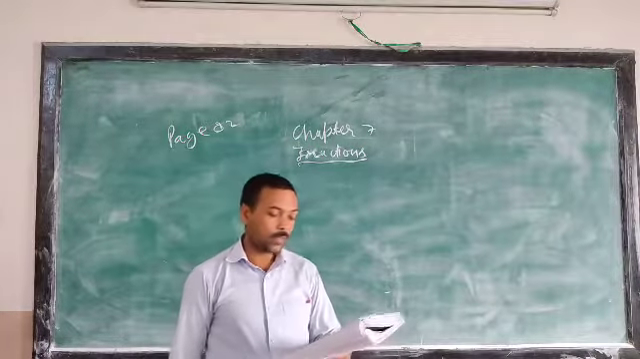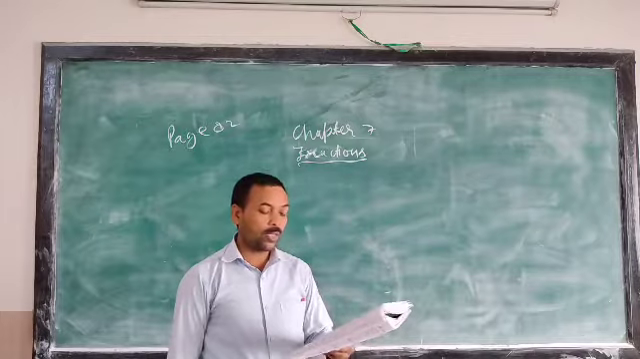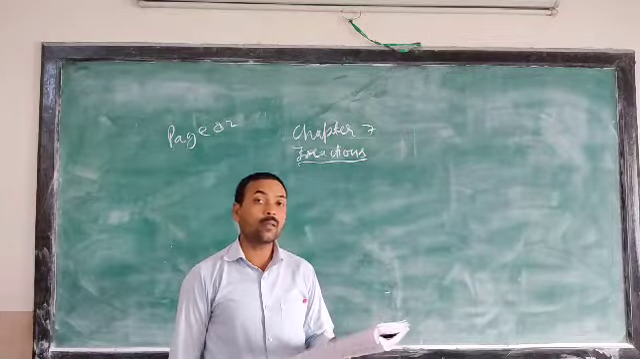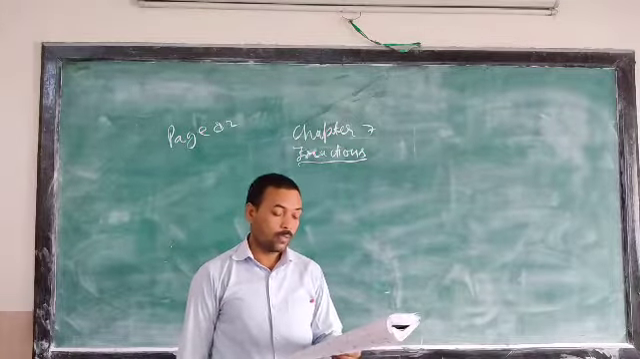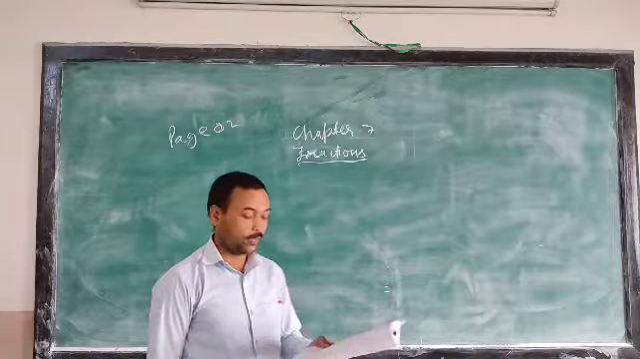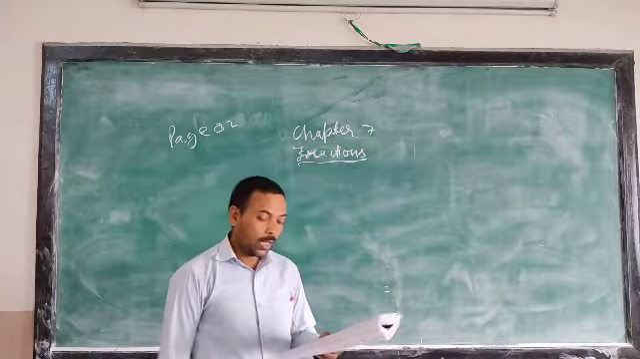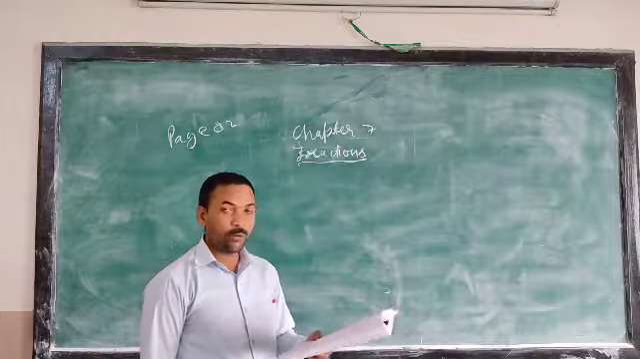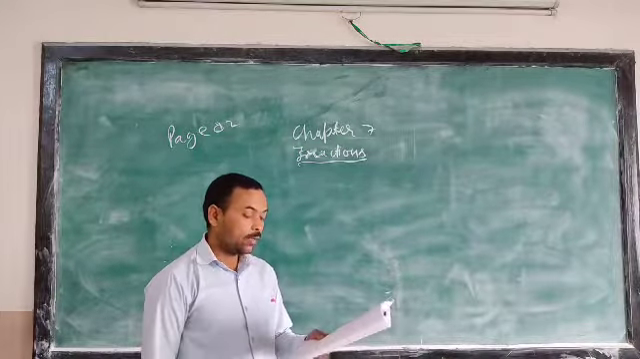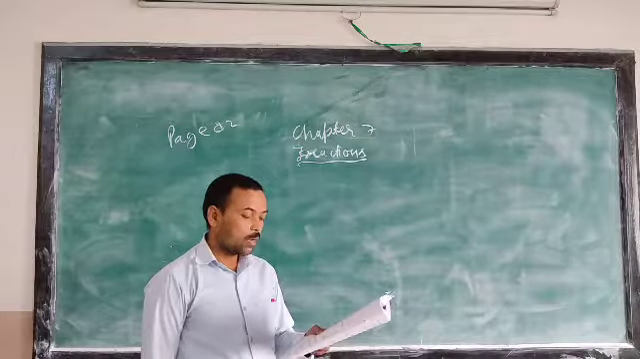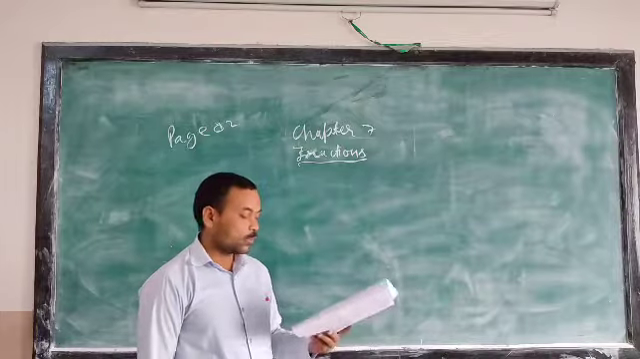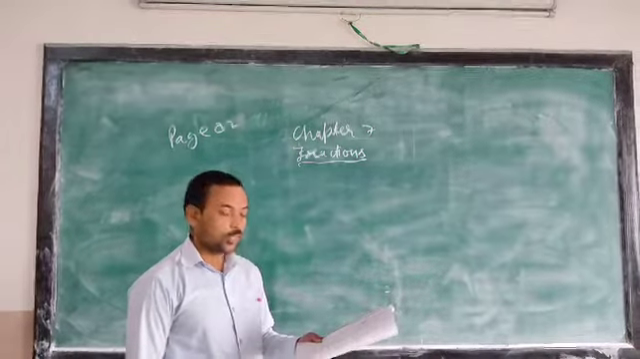Third one: a woman bought 2 and 3 by 4 kg of sugar. Children, 2 and 3 by 4 means 2 and 3 quarters, meaning this amount is more close to 3 kg. And 5 and 1 by 6 kg of rice and 7 and 1 by 8 kg of meat from a provision shop, and made them into separate packets. Find the total weight.